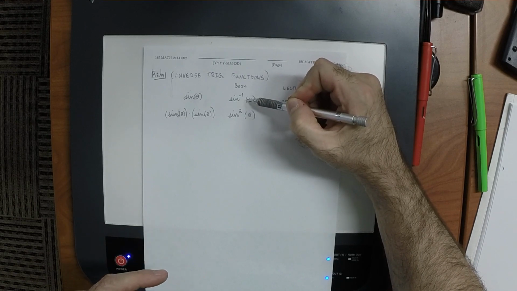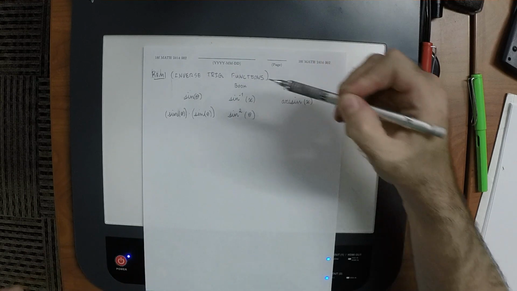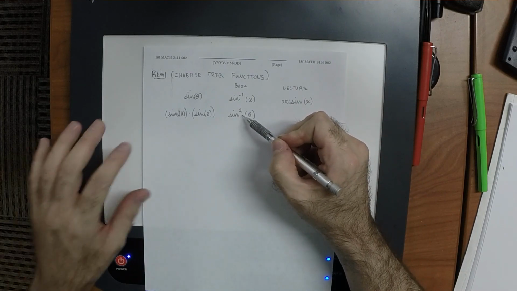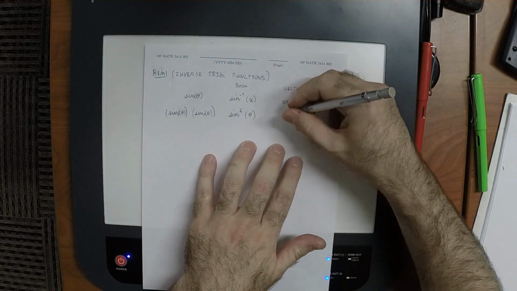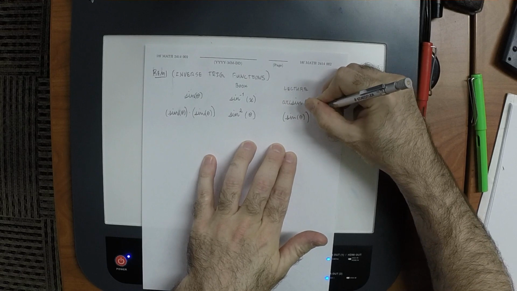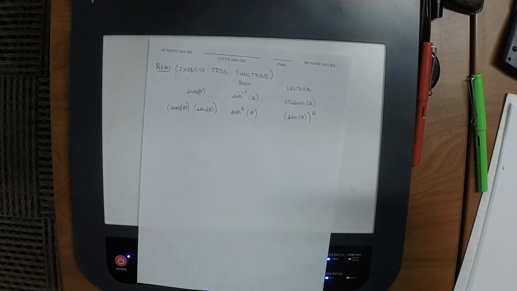It does not. Okay? That's why I'm going to write arcsine. And I'm never, ever, except for this explanation, going to write this either. Rather, I'm going to write it like this. Sine of theta squared. Okay?